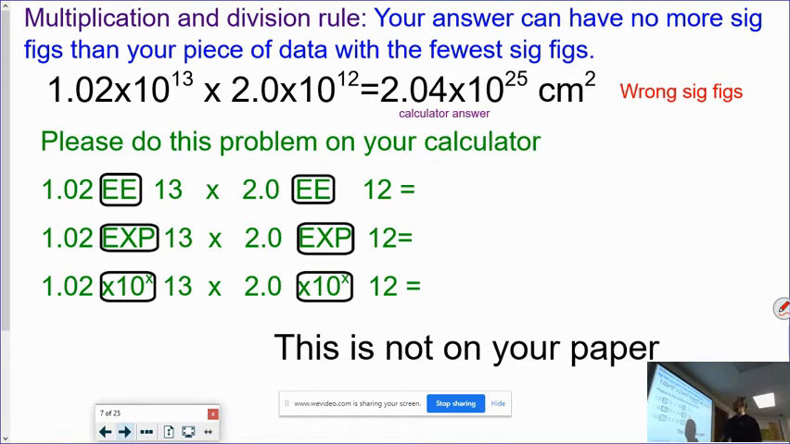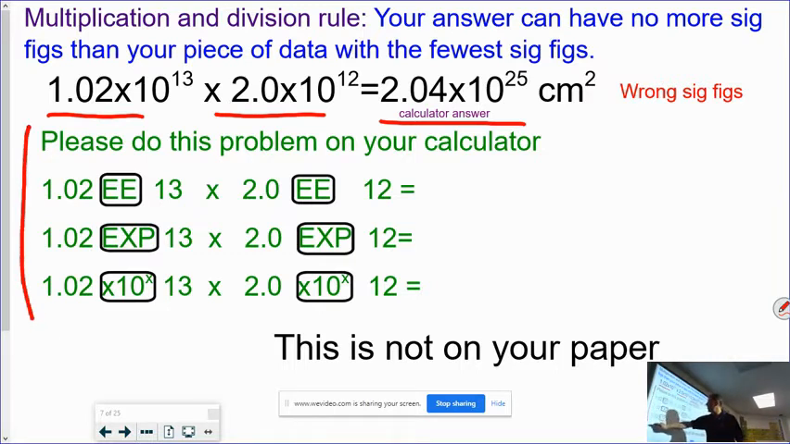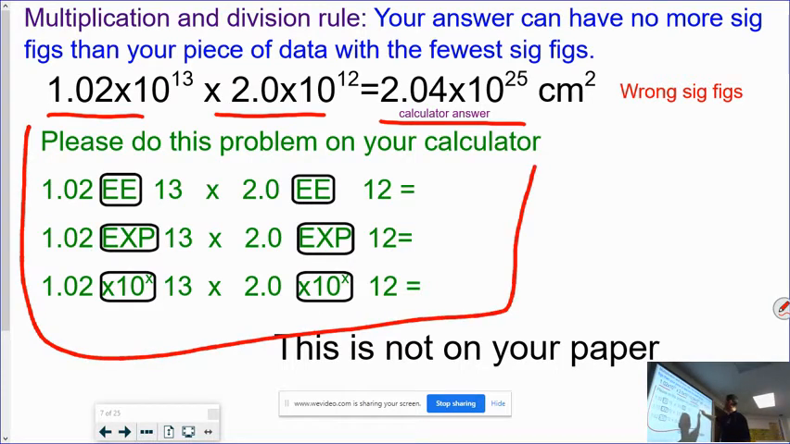So here we go. We're going to have you do this problem on your calculator. So that times that, you should get this as a calculator answer. If you don't get that as a calculator answer, you're punching numbers wrong into your calculator. Right down here, I go through the steps, depending on your calculator, what buttons you might have to push to get that answer to come out correctly. Pause the video. Make sure you do in fact get 2.04 times 10 to the 25th on it.